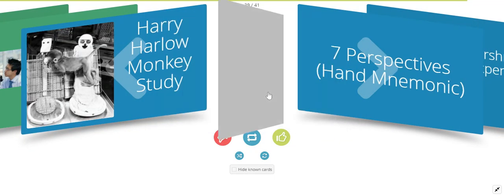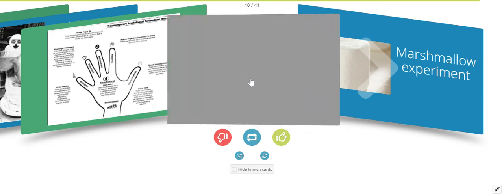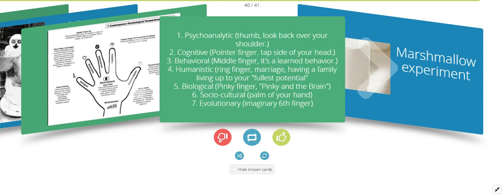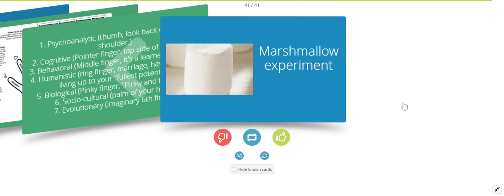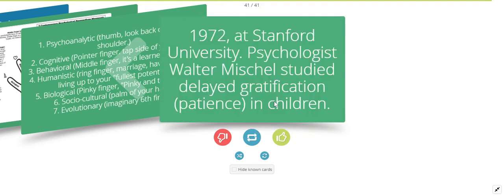All right, so the 7 perspectives, there's your hand. Think about your mnemonics, your memory aids to remember those perspectives. Okay, and on this card, I just kind of wrote it out for you again so you can remember your perspectives. And today on TED Talks Tuesday, we're going to be talking about the marshmallow experiment. Okay, so this is back like 1972, Stanford.